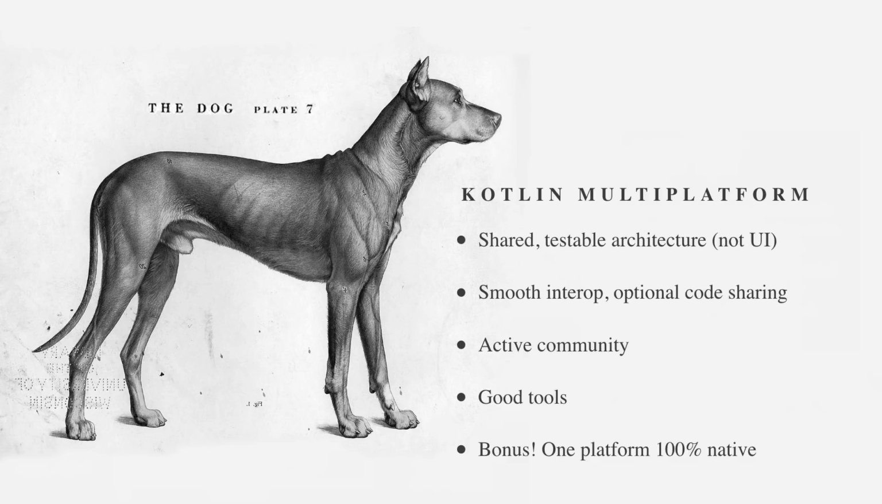Active community. Kotlin has an active community, and it will be growing considerably for this stuff. Good tools, it's JetBrains. That is understated. JetBrains is the best tool maker in the industry right now. And bonus, one platform is 100% native. The Android side, nothing is weird. It's just a dependency. Getting a call. That's an Apple Watch. Sorry. The Android side is 100% native, right?